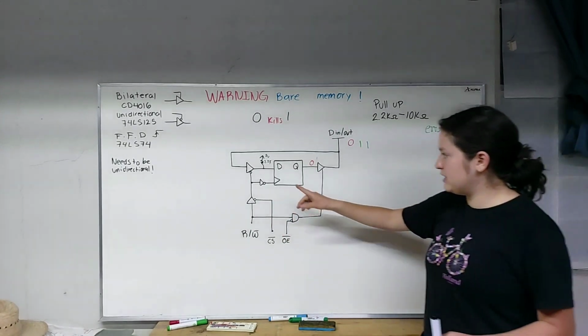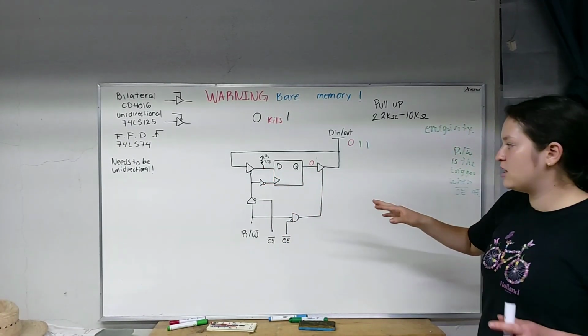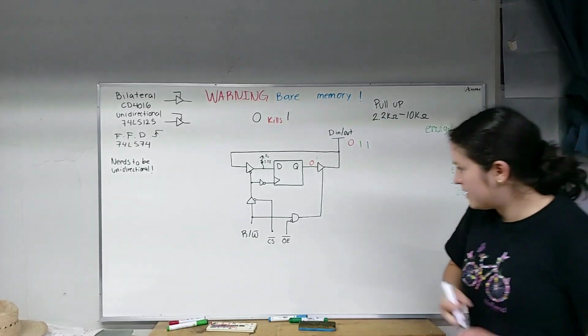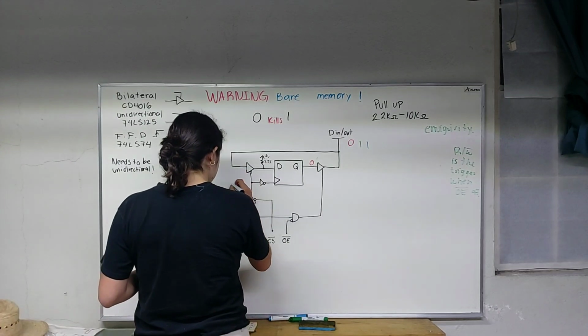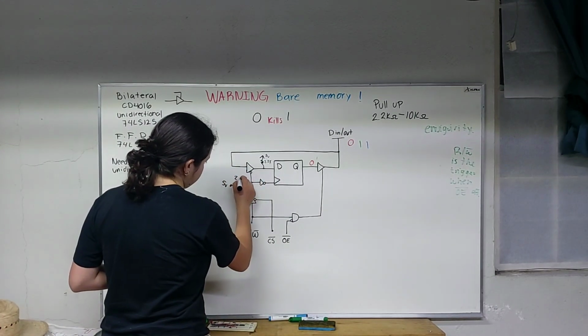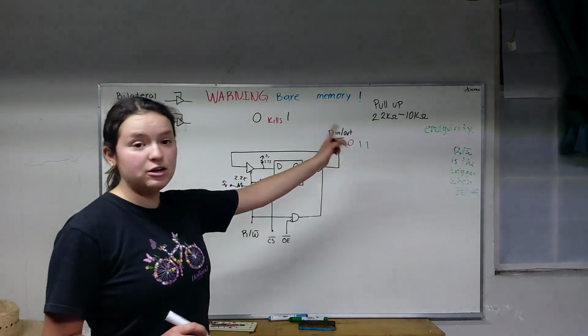I didn't say it when I mentioned this pull up, but pull ups usually go from 2.2 kilo ohm to 10K. So 5 volts and a resistor in any range.